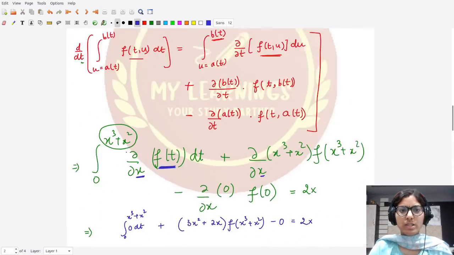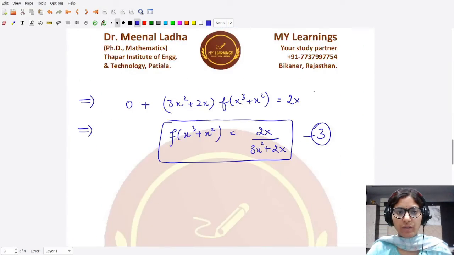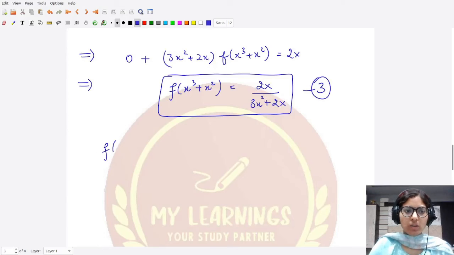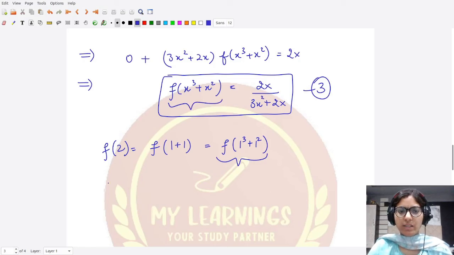So in the question, if you see, what do we require? We are required the value of f of 2 and we are required the value of f of 12. So let's see how can we obtain that. So if you see, what is f of 2? Can you write f of 2 as f of 1 plus 1? And can you write this first one as 1 cube and the second one as 1 square? Yes, there is no issue. So that means you have your expression here in this form only, where what is the value of x? So this implies x is equal to 1.